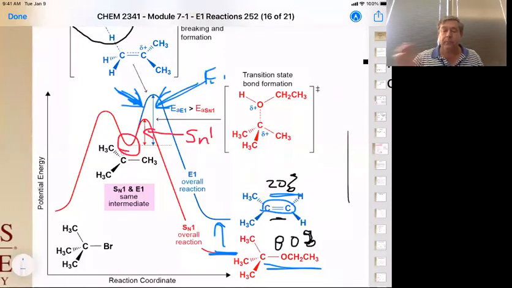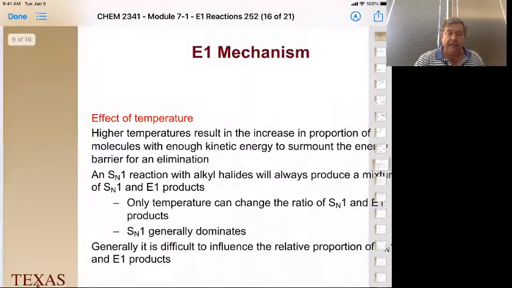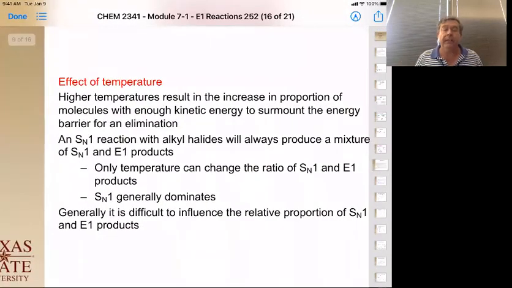Okay, so what does this mean? Well, that means that higher temperatures will increase the portion of the elimination product because we have more molecules that can overcome that second higher energy barrier. Okay, so the SN1 reaction with the alkyl halides will always produce a mixture, but by raising the temperature, we can increase the amount of the elimination product. We can never get rid of that SN1 product unless you have a super big and bulky base, but we don't have that. Okay, even then it has a little bit.